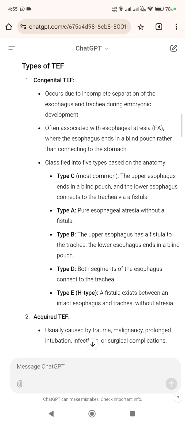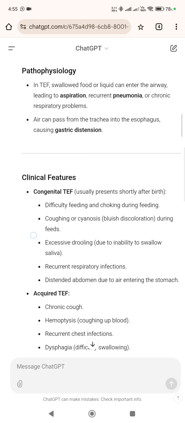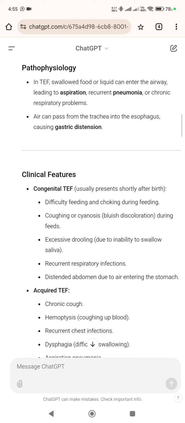2. Acquired TEF, usually caused by trauma, malignancy, prolonged intubation, infections, or surgical complications. Pathophysiology. In TEF, swallowed food or liquid can enter the airway, leading to aspiration, recurrent pneumonia, or chronic respiratory problems. Air can pass from the trachea into the esophagus, causing gastric distension.